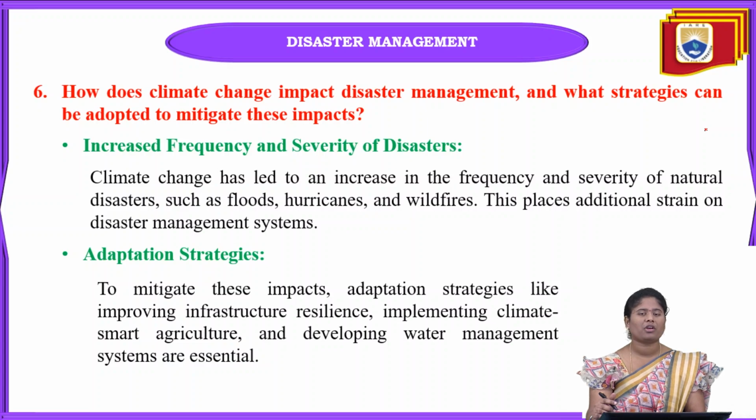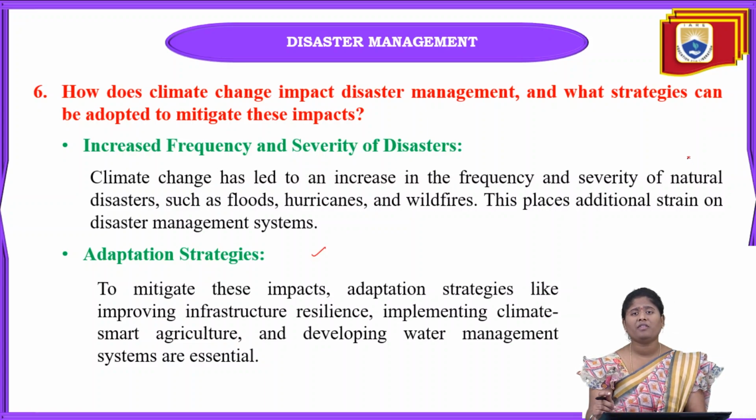In this one, the first point is the increased frequency and severity of disasters. When the climatic conditions change, that will lead towards an increase in the frequency and also the severity of natural disasters like hurricanes, wildfires, and floods. If the climate changes, automatically that will lead towards an increase in the severity of natural disasters also. And the next one is adaptation strategies.